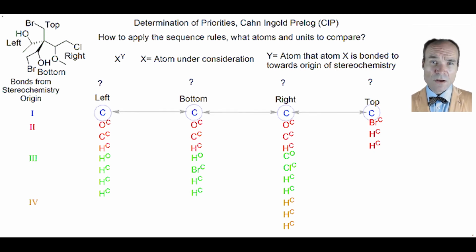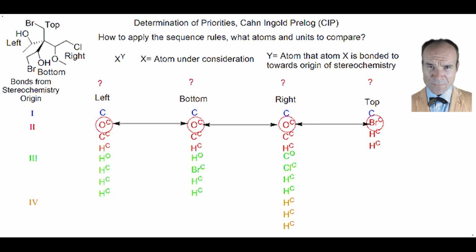So, first, one bond from the origin of stereochemistry is carbon, carbon, carbon, and carbon. So, all the same, no priority and no stereodescriptor. Next horizontal line down is the atoms or units 2 bonds from the origin. Oxygen, oxygen, oxygen, and bromine. Bromine in the top group has a larger atomic number, a higher priority than the oxygens of the other groups. So, the top group has the highest, first priority. We still can't assign a stereodescriptor, so we keep going.